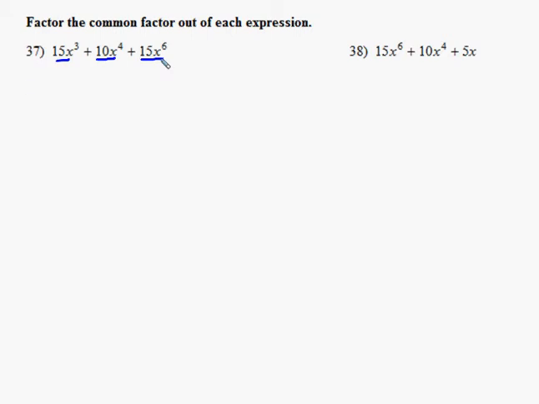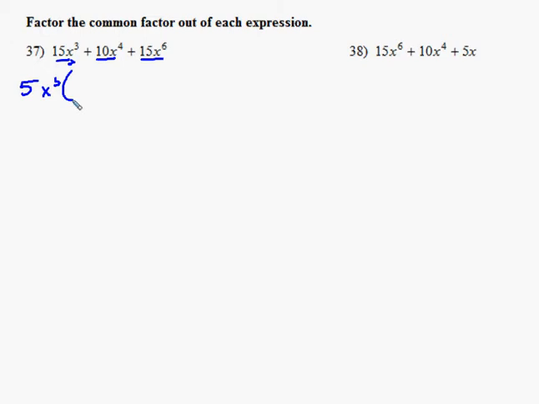So we can put a 5 out here. And then we want to see what's in common for the variables. Well, there's an x cubed in the first one. There's an x cubed here. There's more than x cubed, there's an x to the fourth. And then here, this has an x cubed. It actually has more than x cubed. It's x to the sixth. But x cubed is what's in common. So we're going to put an x cubed here.